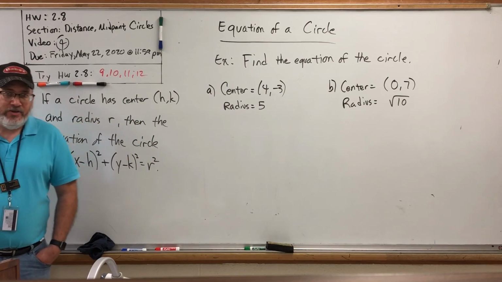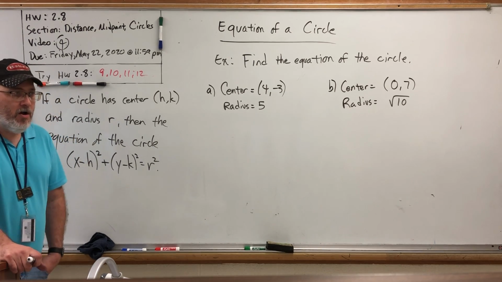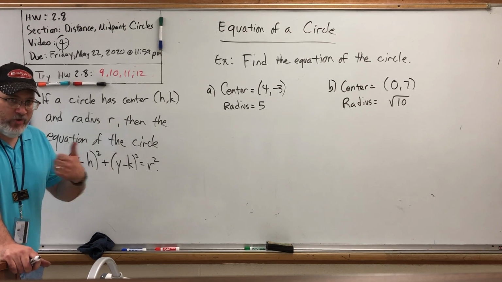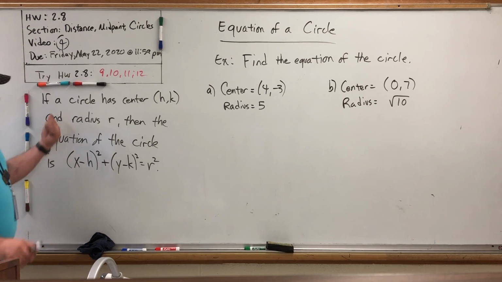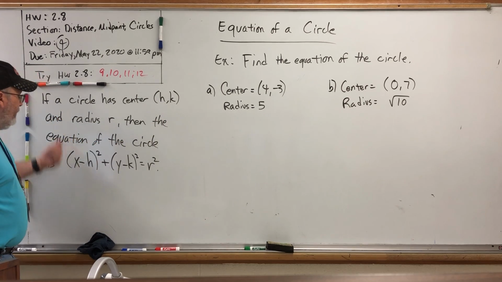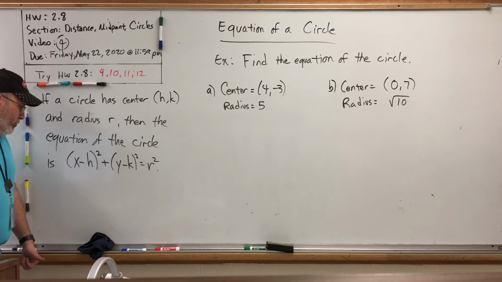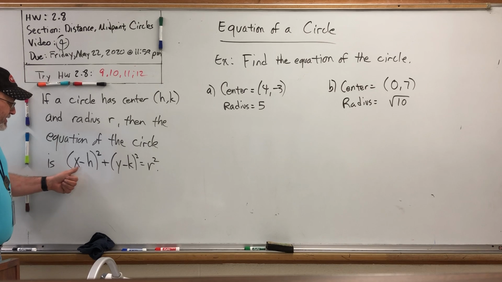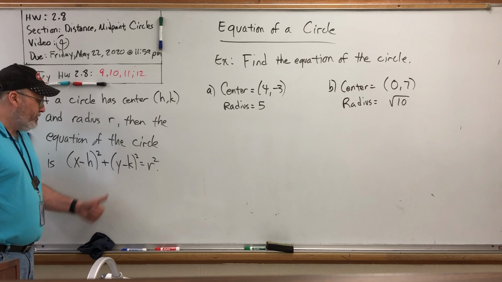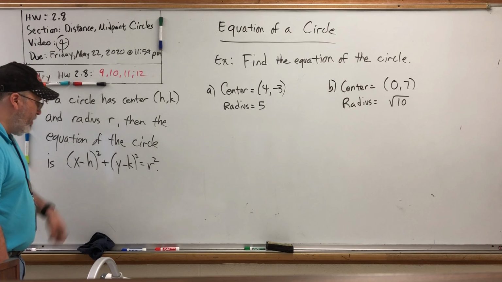To define a circle, you need to know a couple of pieces of information. The most common pair is where the circle center is located and what the radius of the circle is. If a circle has center (h, k), because it's a point, so it has an ordered pair, and a radius r, then the equation of the circle is (x minus h) squared plus (y minus k) squared equals r squared.